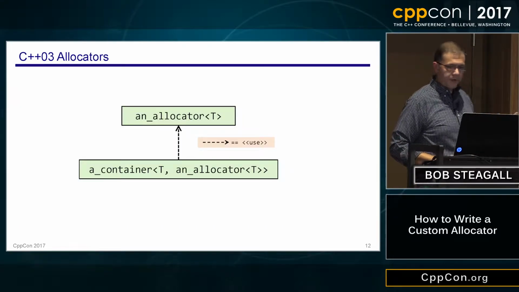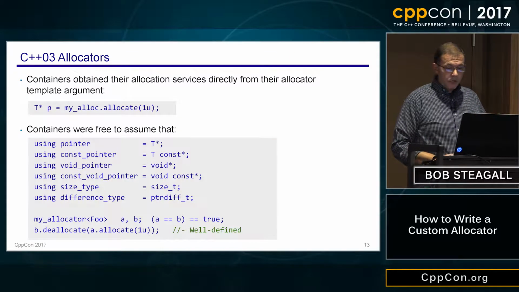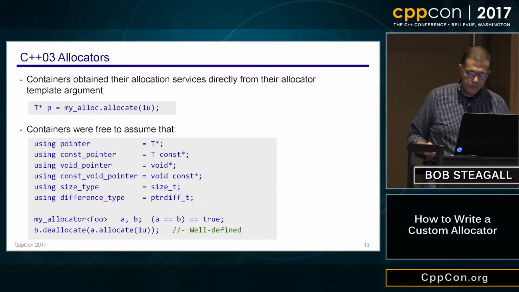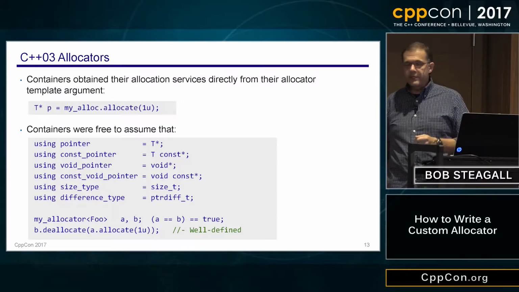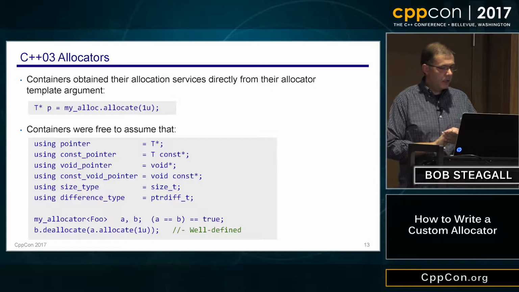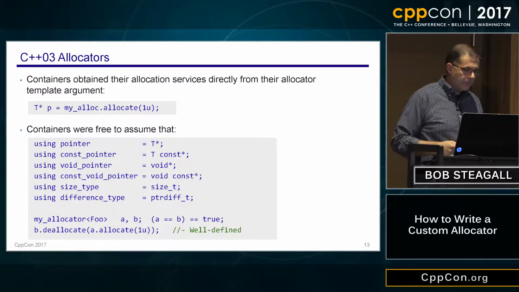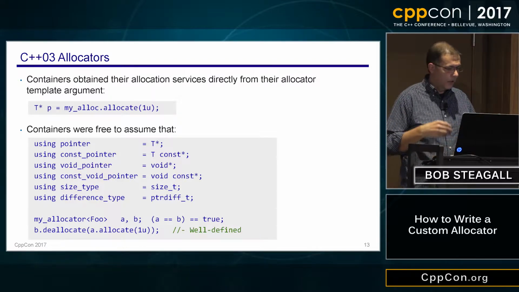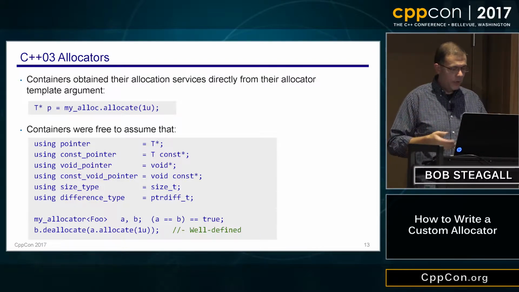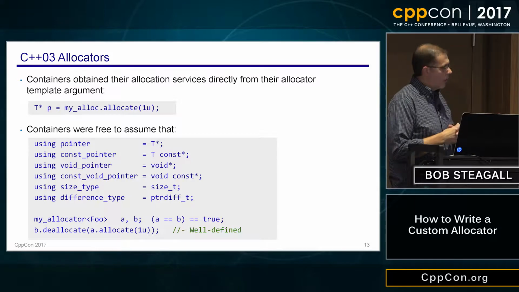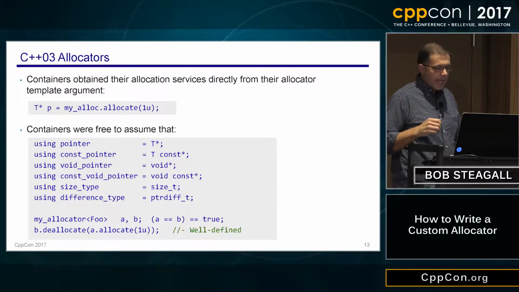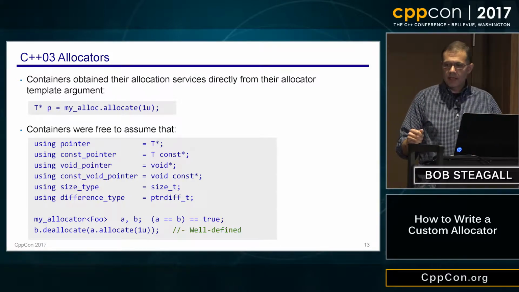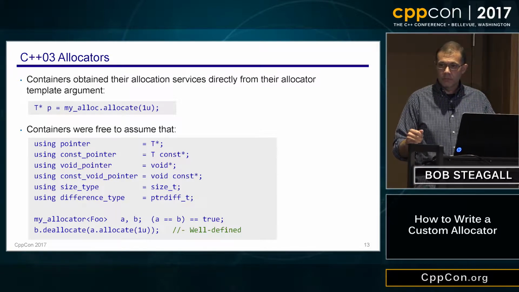The old picture was very simple. Containers were parameterized in terms of an allocator, and they used the services of that allocator directly. The containers were free to assume in C++98 and 03 that a pointer was a T star, a const pointer was a T const star, a void pointer was a void star, and so on and so forth down the list. They were also free to assume that any two instances of a given allocator template compared equal.